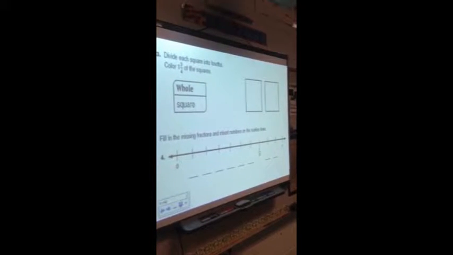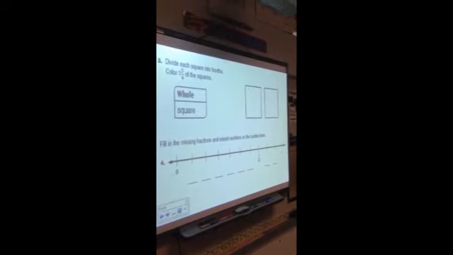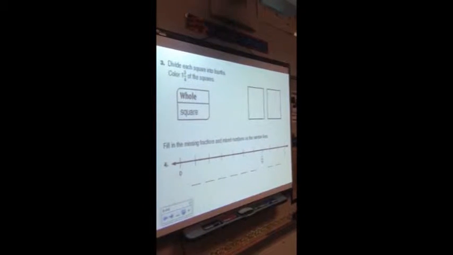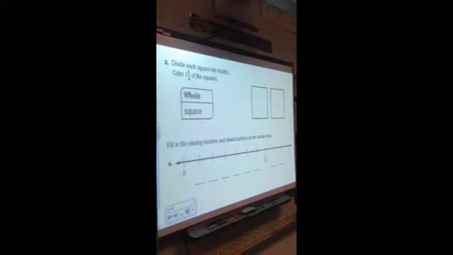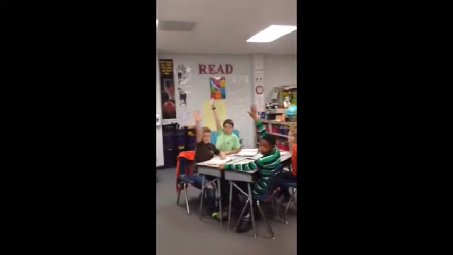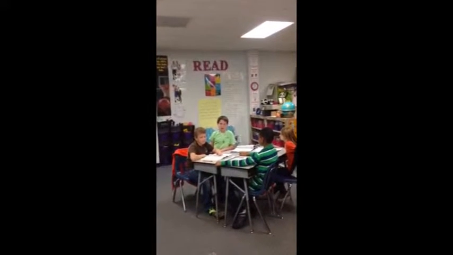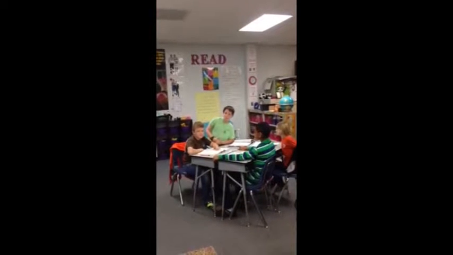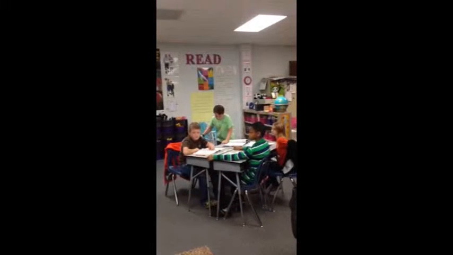Now you see 2 squares here. They want you to color 1 and 3/4. What type of number is 1 and 3/4, Isaac? A mixed number. Excellent. Can you come color in 1 and 3/4?